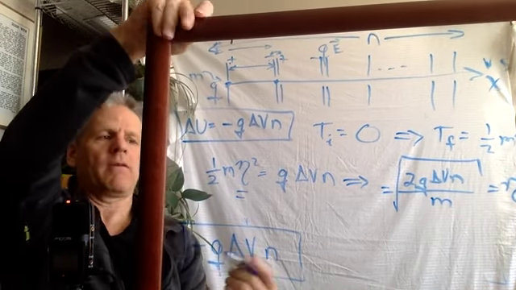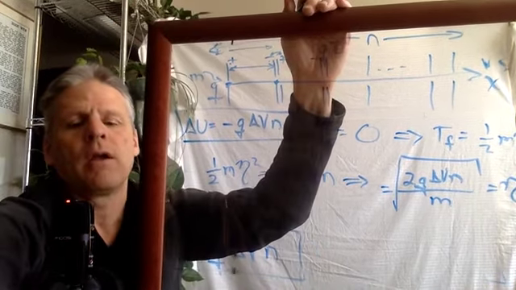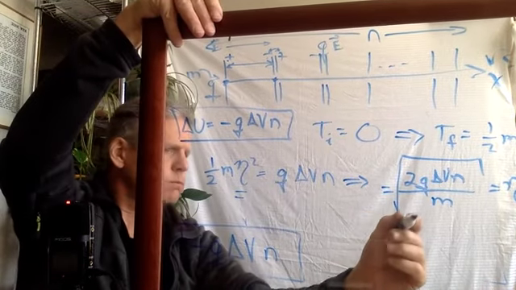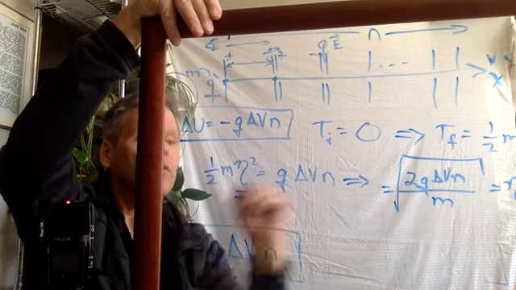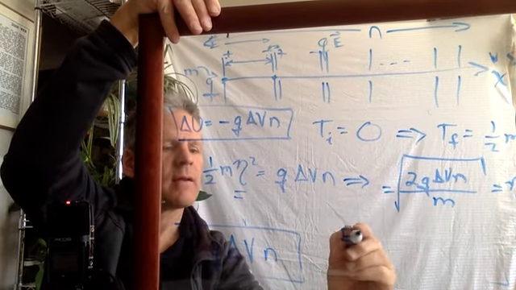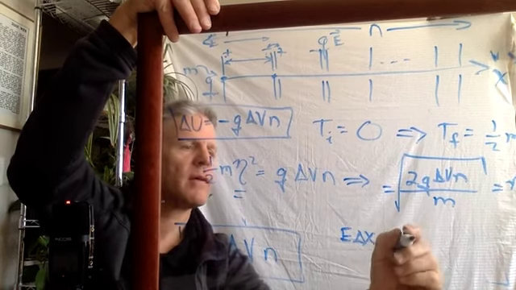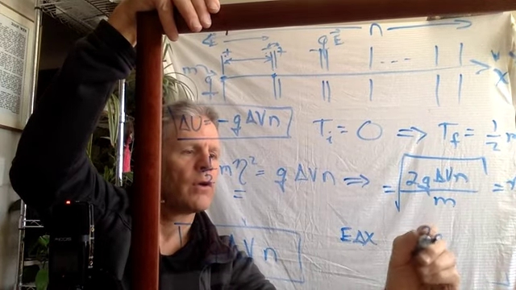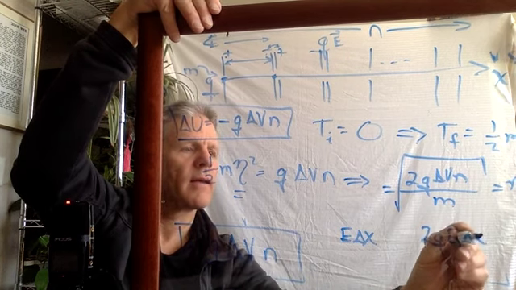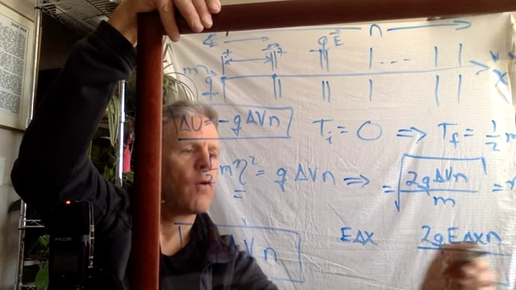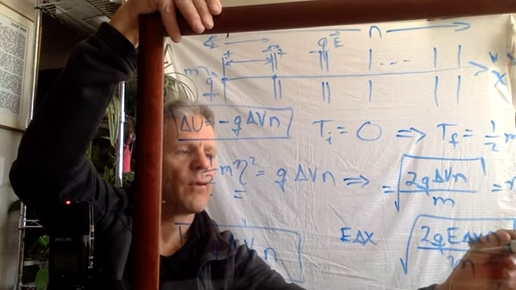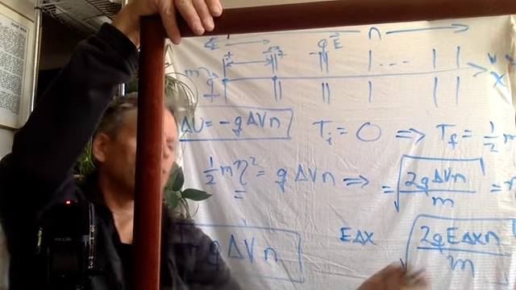There is one more bit of information we need to remember, and that is that we know what our delta V is, because what's our V? Our delta V is E delta X. Okay, so we have the square root of 2Q E delta X N over M is equal to eta. So this is our answer.